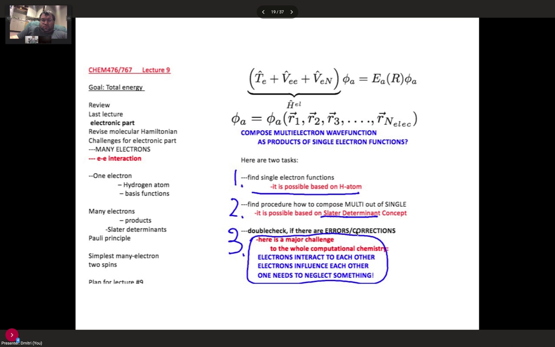So the concept, the protocol, how to compose a multi-electron function as something similar to a product of single electron functions, will be the so-called Slater determinant. And if we follow this, it will give a good basis to respect Pauli exclusion and to include electron-electron interaction at later stages.